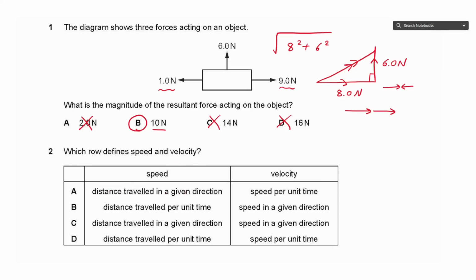Question 2 says which row defines speed and velocity. Speed is the distance traveled in a given direction or the distance traveled per unit time. It is a distance traveled per unit time. Velocity is the speed per unit time or the speed in a given direction. It is the speed in a given direction. So the answer here is B.